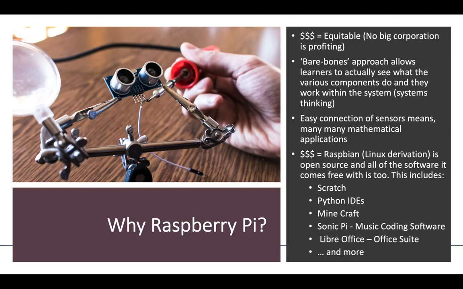So you might ask why Raspberry Pis. They allow for equity because they're cheap. The bare bones approach allows learners to actually see what the various components do and how they work within the system. Easy connection of sensors means that we've got the capability of many mathematical applications. Raspbian's open source and all the software it comes with is too. That includes, as I was saying before, Scratch, Python editors, Minecraft, Sonic Pi, which is a music coding software, and LibreOffice, which is a free alternative to Microsoft Office.